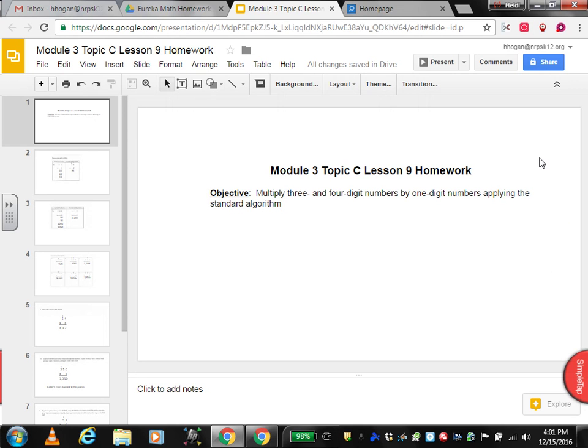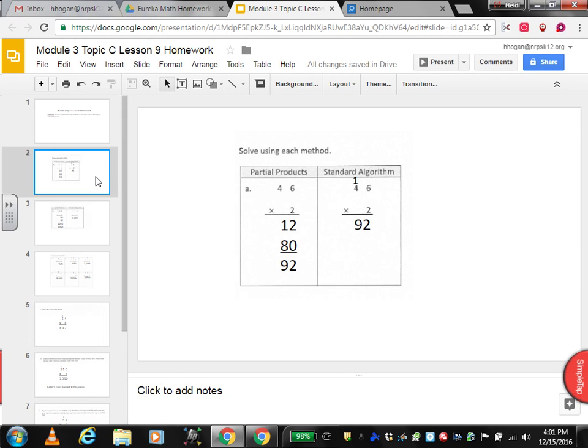So it's not cheating. You can use your multiplication and division table. That is a tool that you can use. And the more you use those tools, the more fluent you will become with your facts.